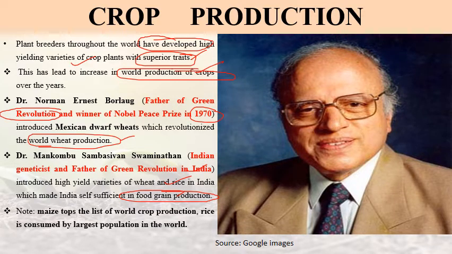Note, there is one fact that maize tops the list of world crop production. जो maize की production है world में सबसे ज़्यादा है, but rice is consumed by the largest population of the world. But जो consumption है cereals में, that is of rice. Rice tops this list. Rice की सबसे ज़्यादा consumption होती है throughout the world population.